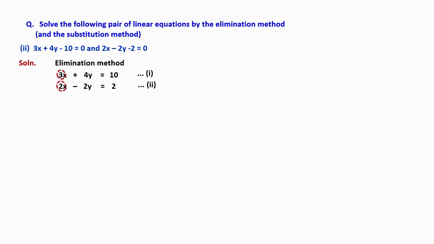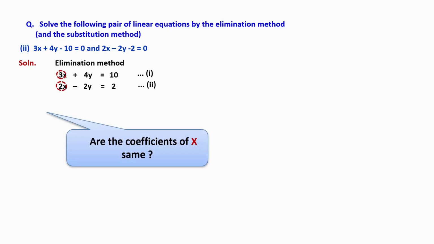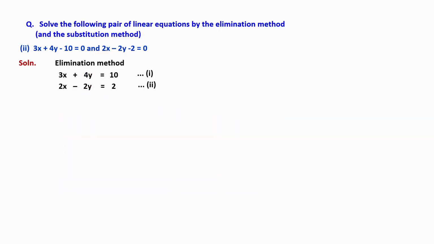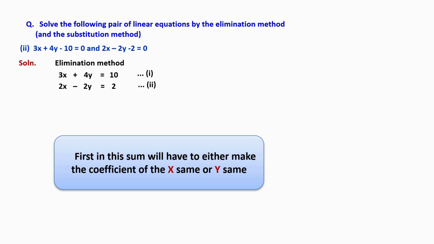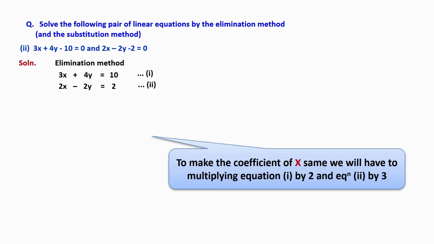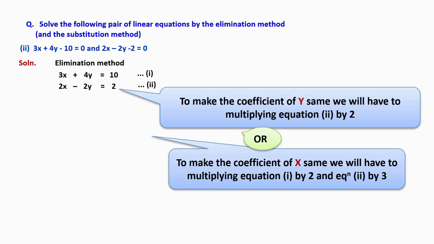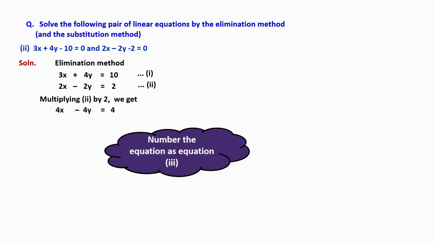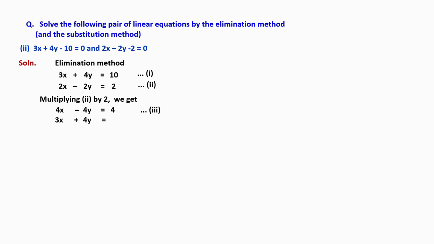Now, let us check the coefficients of the variables. Are the coefficients of x the same? No. Are the coefficients of y the same? No. So first, we need to make the coefficients of either x or y the same. Let us make the coefficients of y the same. To do this, we multiply the second equation by 2. After multiplying, the second equation becomes 4x minus 4y equals 4. Now we have 3x plus 4y equals 10 and 4x minus 4y equals 4.